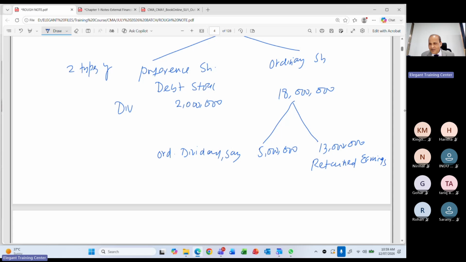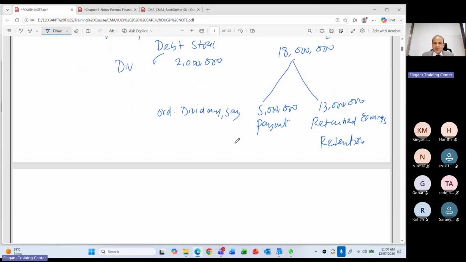The retained earnings, how much? 13 million, and it is for ordinary shareholders. Very good. Preference shareholders got 2 million, bye-bye. Whatever is left is only for the ordinary. Out of 18 million, 5 million we say is payout, and 13 million we say is retention.